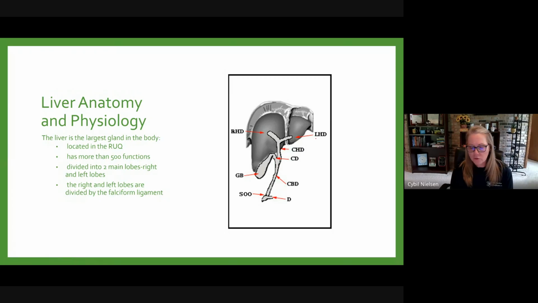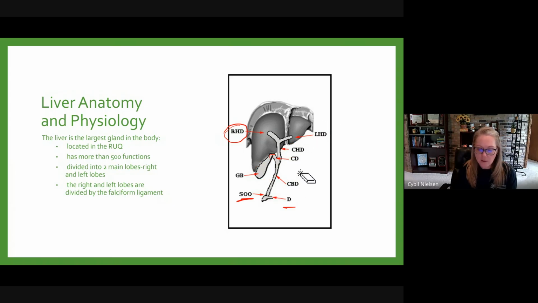It's important to know the left and right hepatic ducts come together and form the common hepatic duct. The common hepatic duct joins the cystic duct, and it's called the cystic duct because the gallbladder is actually a cyst. A cyst is anything that's fluid filled, so the gallbladder is filled with fluid, so we can call it a cyst, which means the cystic duct comes off of the gallbladder, connects with the common hepatic duct, and forms the common bile duct. From there, it passes through the sphincter of Oddi into the duodenum or the small intestines.